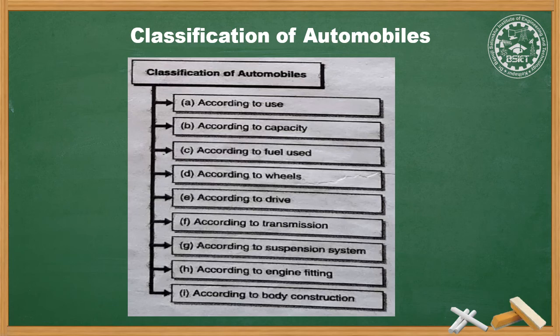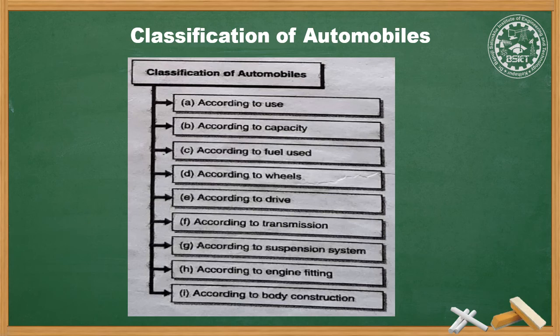Second, according to the capacity, that is heavy transport vehicle, that is trucks and buses, and light transport vehicle, that is car, jeeps, minibus, matador, etc. Third, according to the fuel used, we know petrol vehicle, diesel vehicle, gas vehicle, and we also know now the hybrid vehicle or solar vehicle which runs on the solar energy.